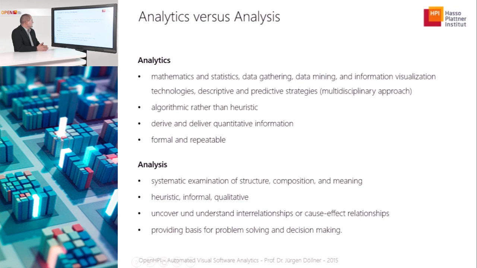It's operating on an algorithmic basis rather than by heuristics. It derives and delivers quantitative information, and it's a formal and repeatable process. So this characterizes analytics. In contrast, analysis denotes the systematic examination of a structure, composition, and meaning of a more complex issue. Typically, it's based on heuristics. It's an informal and qualitative process. The goal of analysis is to uncover and understand interrelationships or cause-effect relationships.